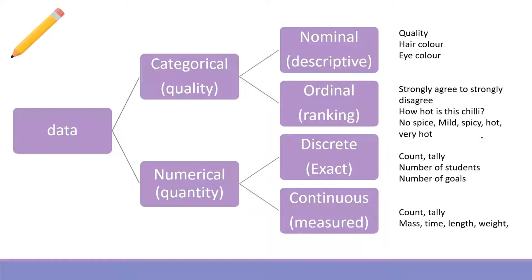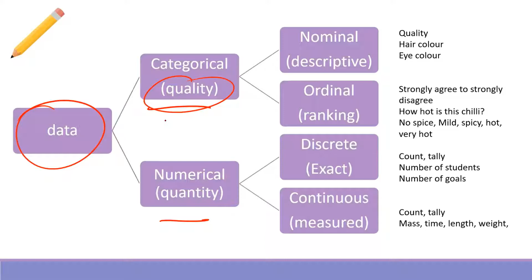Last lesson we talked about data. We talked about how data is broken up into two major types, categorical and numerical data. Categorical, dealing with the quality of something. But when I say quality, I don't mean how good it is. I mean what things does that possess? What qualities do they possess?